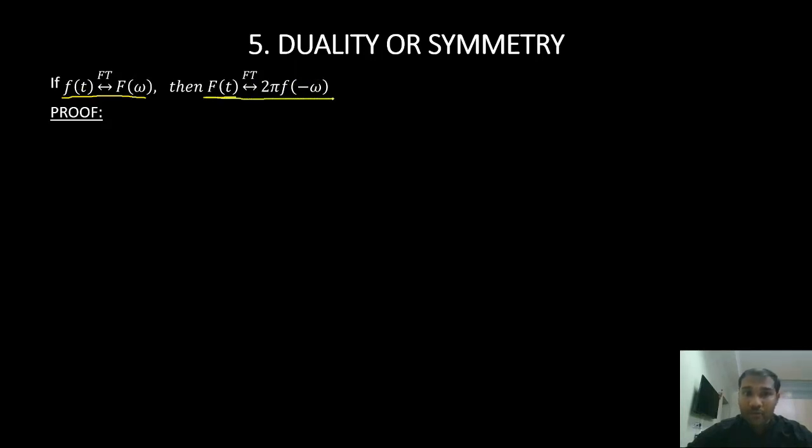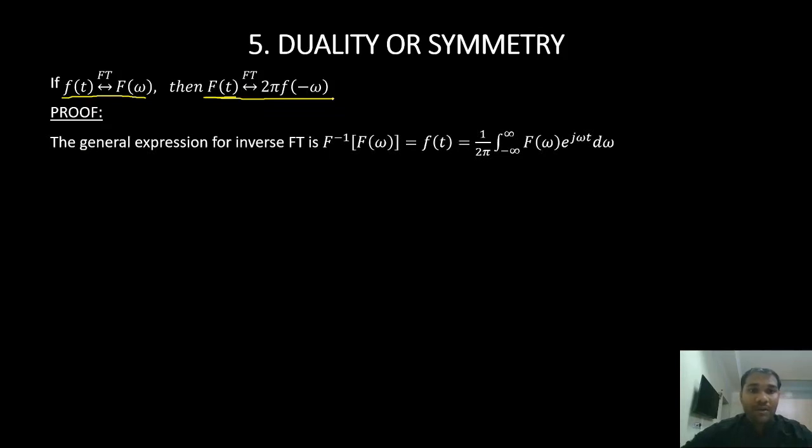This property we will prove. You will understand it better with an example which we'll discuss after finishing the properties. So first let us look at the proof. The general expression for the inverse Fourier transform we'll take here. F inverse of F of omega is nothing but f of t. The formula for that is 1 by 2 pi integral from minus infinity to infinity F of omega, the Fourier transform, e power j omega t d omega, right? Now in place of t, I'll substitute minus t.